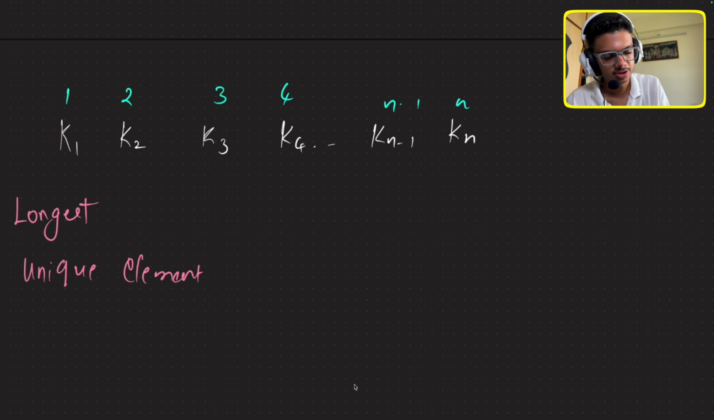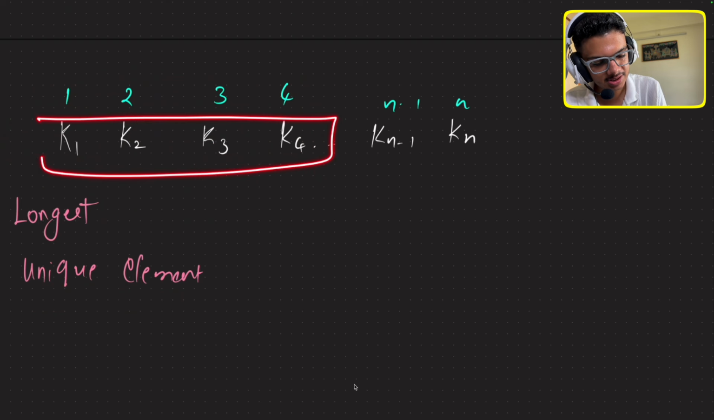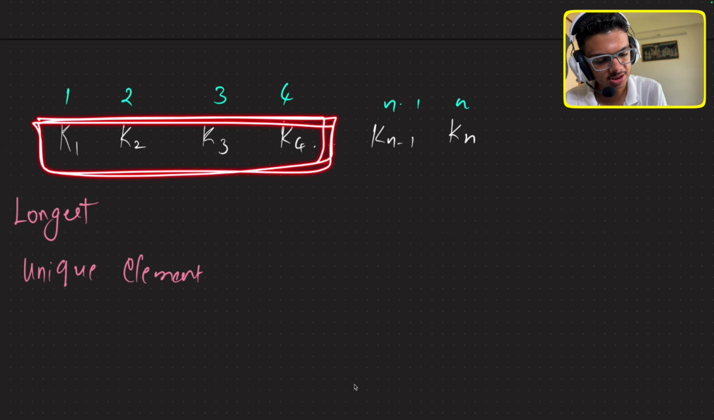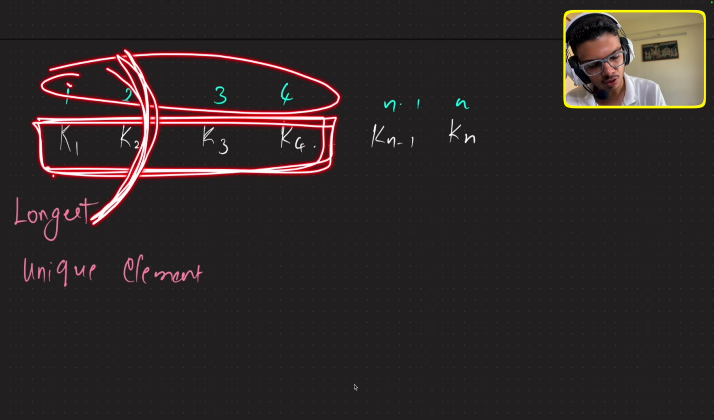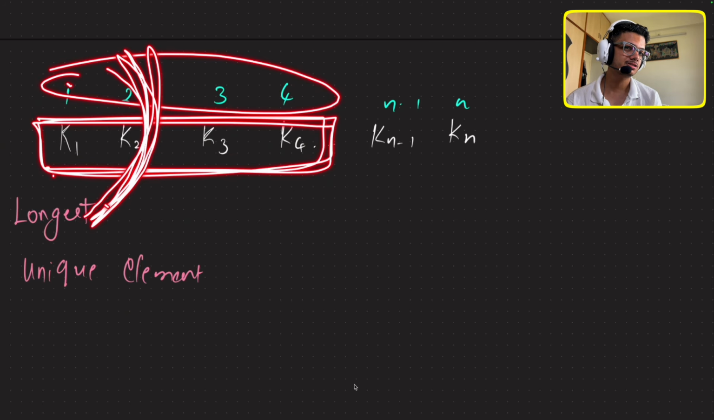So think about this. From this window of elements from 1 to 4, can you just remove the smallest portion from the start which is causing duplicate elements?